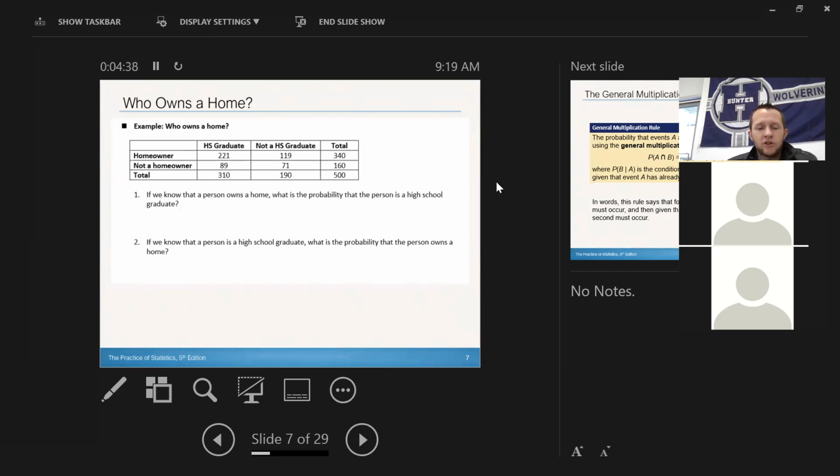So what I want you to do now is take a second and try to write this out. Number one, if we know that a person owns a home, what is the probability that the person is a high school graduate? Number two is the opposite. If we know the person is a high school graduate, what is the probability the person owns a home? So I'm going to give you 30 seconds to try to set this up, and let's see how they're different. So 30 seconds, go.